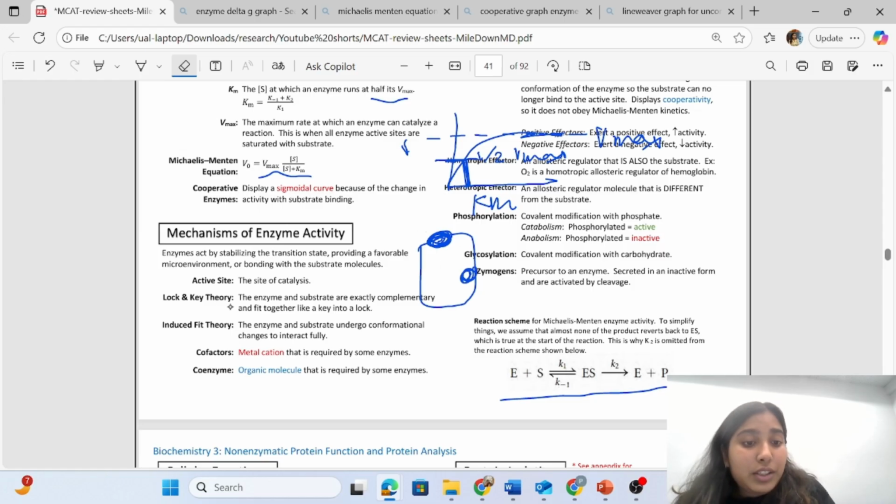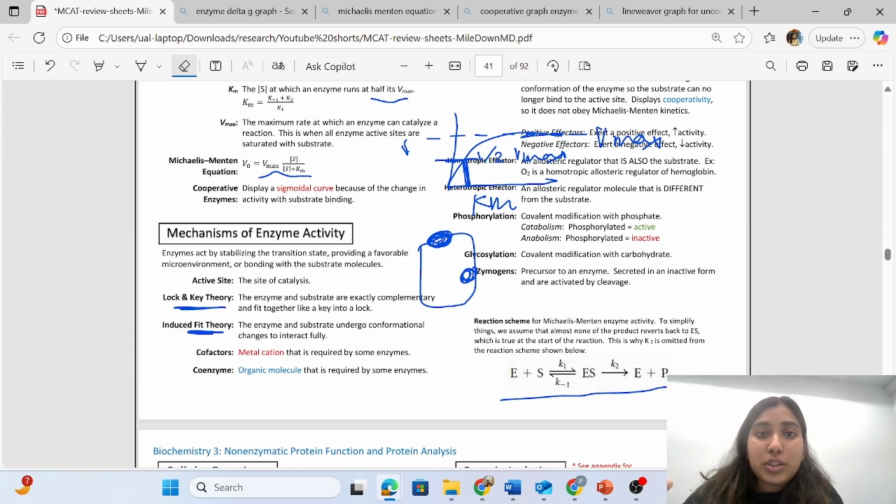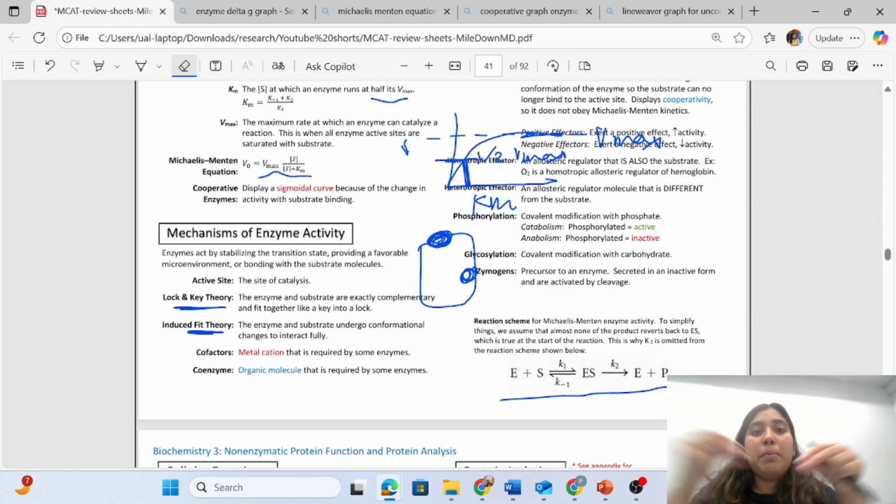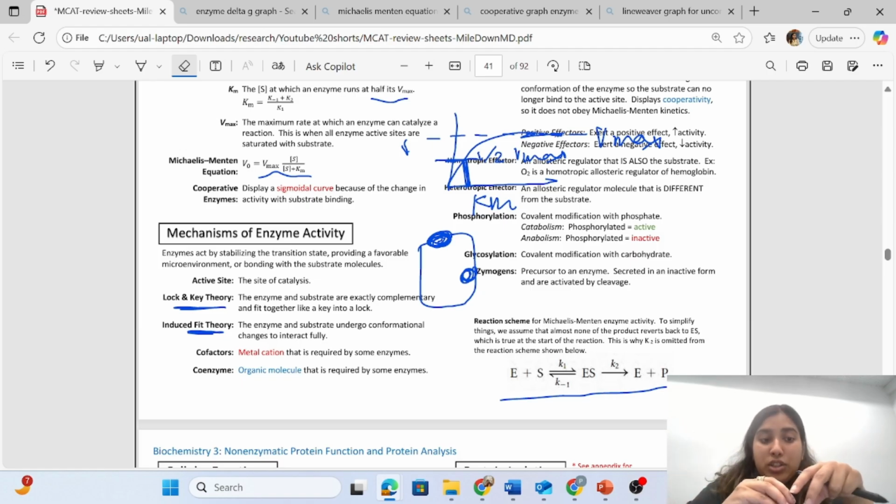Okay, so there are two theories which explain it. One is the lock and key theory. As you know, every lock has a unique key which will go inside it. Similarly, they say that the substrate is a key and the enzyme is a lock, and it has a specific active site shape that only that substrate can bind to. So that is the lock and key theory.